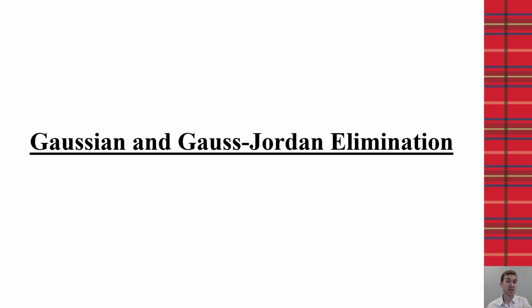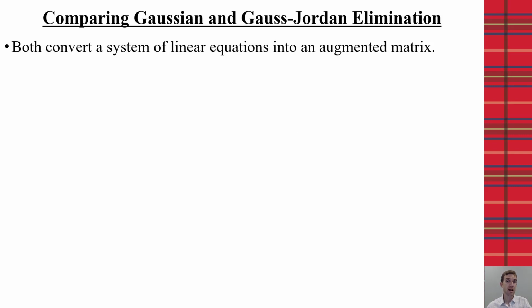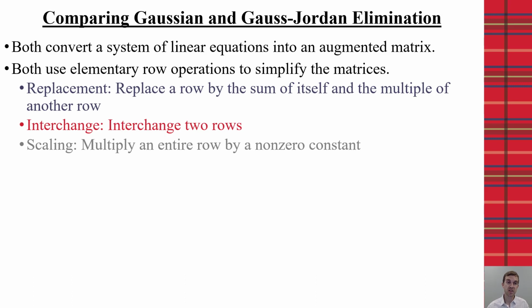In this video, we'll discuss Gaussian and Gauss-Jordan elimination. These two methods are for solving a system of linear equations using an augmented matrix. Within that matrix, we're going to use three operations: replacement, interchanging, and scaling. And sometimes we'll use one or more of those operations throughout the solving of the problem.